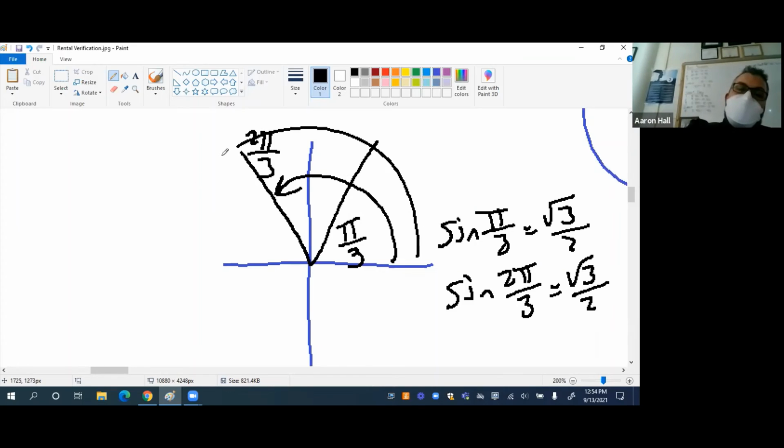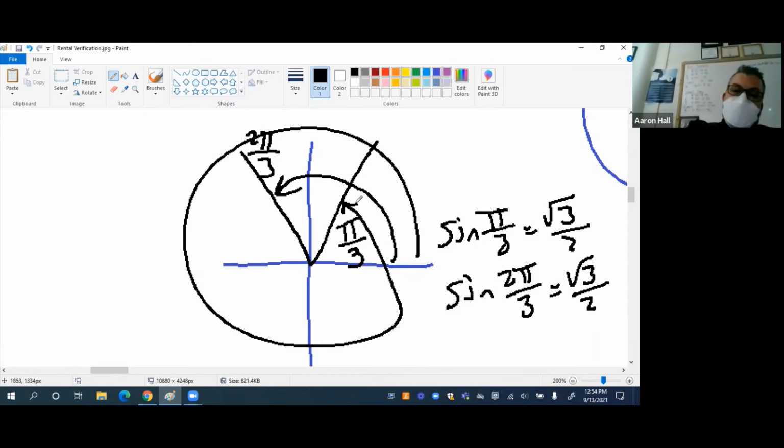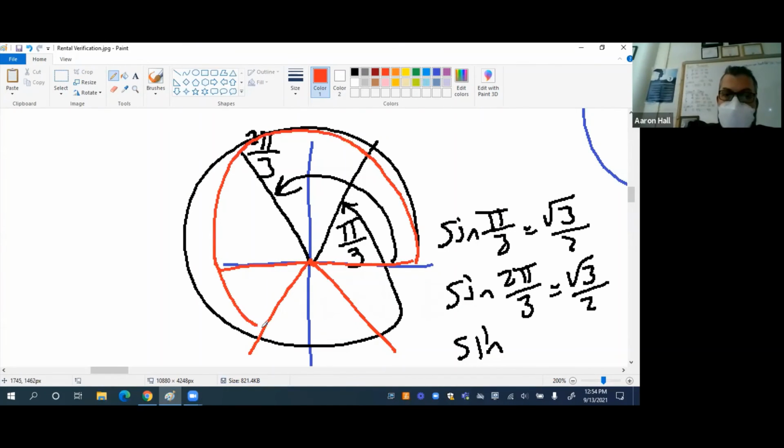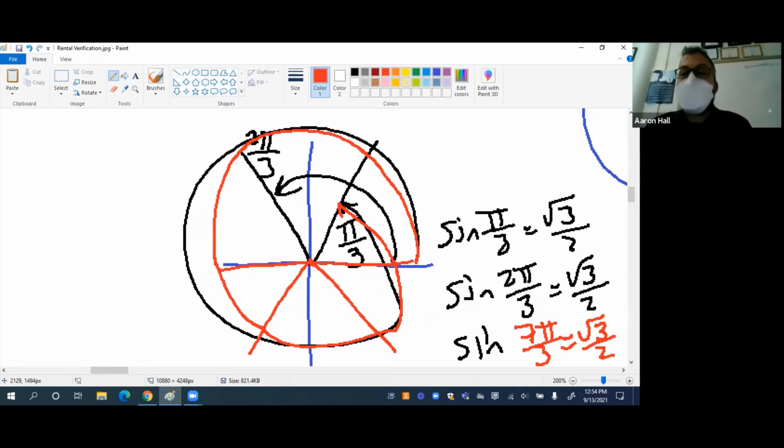But if I rotate all the way around here, how many is that? Let's divide it up. 1 pi thirds, 2 pi thirds, 3 pi thirds, 4 pi thirds, 5 pi thirds, 6 pi thirds, 7 pi thirds. So sine of 7 pi thirds is also the square root of 3 over 2. So we literally have infinite answers if we're looking for an angle.